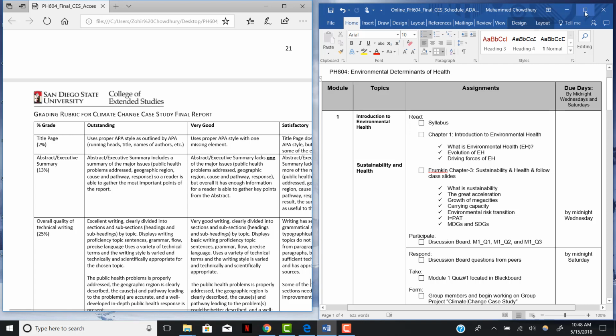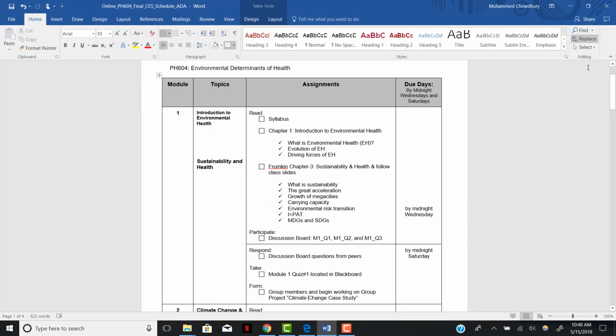On this side, and I'm going to make it bigger so you can see better. On this side, you can see the schedule. And so module 1, which will probably be your first week, you should go over your syllabus, chapter 1 and chapter 3 from the textbook, as well as the class slides.